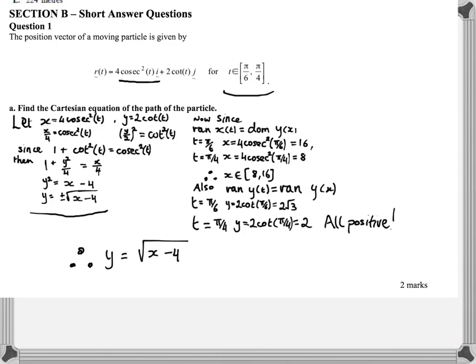And when you state the equation, you must also state the domain next to it, because this is a restricted function across this domain. So there's the correct Cartesian equation for this vector position function. That will give you 2 marks generally, stating the equation plus the domain.